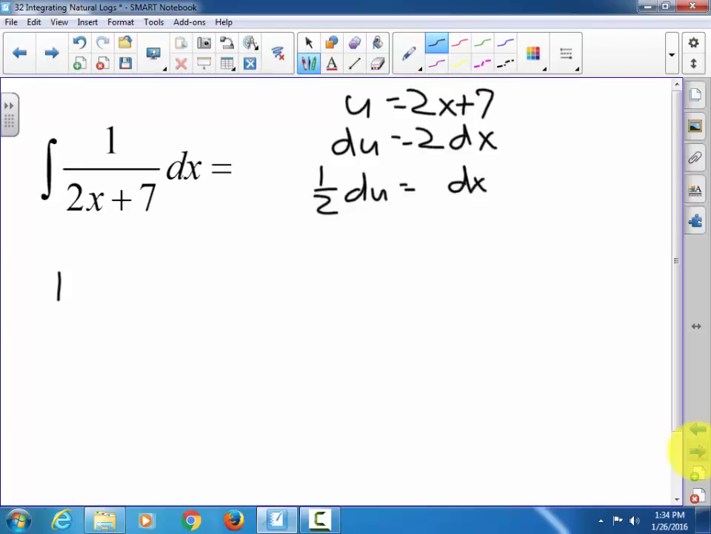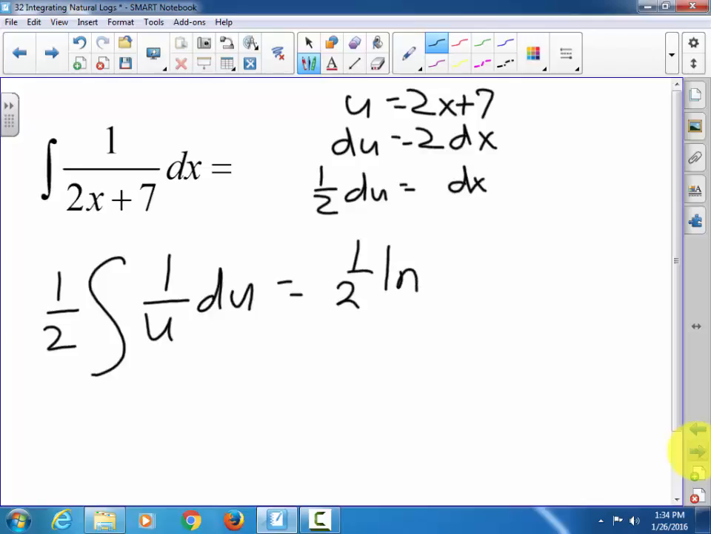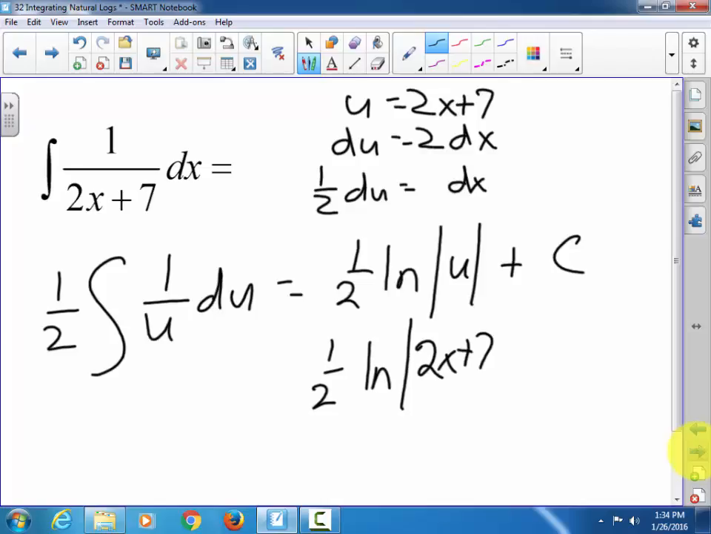And if I do that, I get 1/2 the integral of 1 over u du, which is 1/2 the ln of the absolute value of u plus c. And you could write that as ln of the square root of u. Oops, actually you'd want to do the 2x plus 7, wouldn't you? 1/2 the ln absolute value of 2x plus 7 plus c.